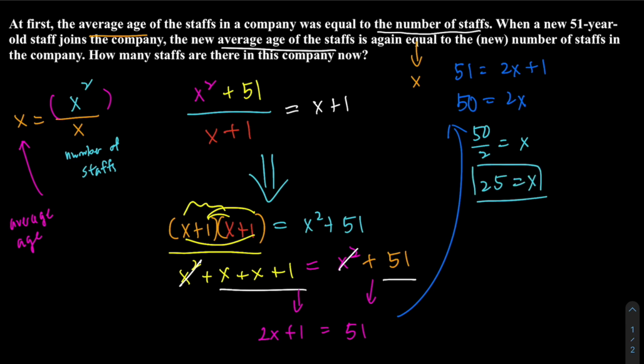So they're asking how many staffs are there in the company now? So there was 25 originally. Now there's one more. So the final answer is 26.